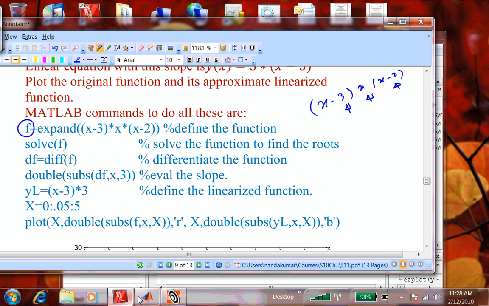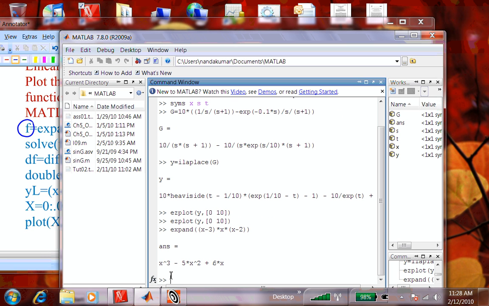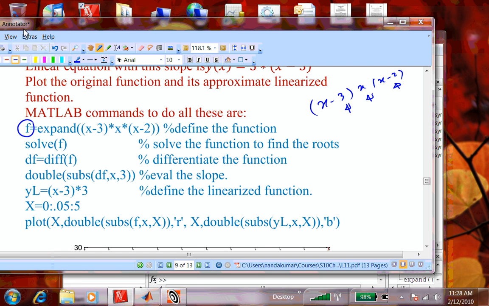So you can do this in MATLAB, for example, expand x minus 3 times x times x minus 2. So that's the expansion and gives you what the polynomial is. So that's how I define the function. Then I say solve that function. There is a command called solve, which takes the function and finds those three values of that function.